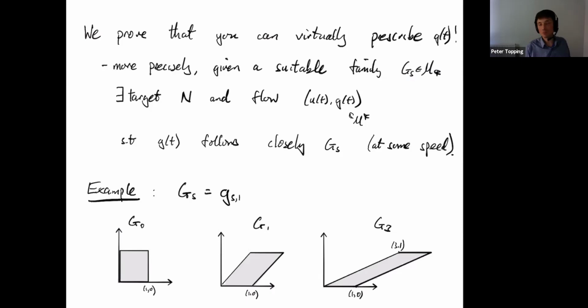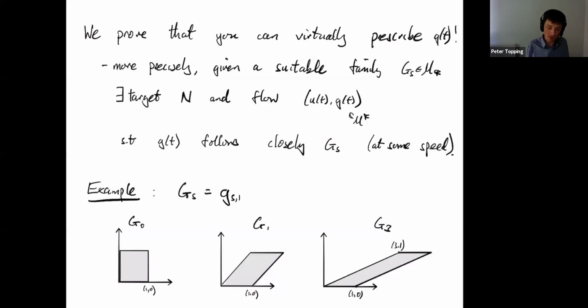With a few little constraints, if you are given that family, then you can cook up a target N, which is somehow undulating, and a flow within that, so that the flow, at least the metric part of it, follows very much your semi-arbitrarily chosen family of metrics. What you can't really say is how fast it goes along this family. Okay, so let's do a simple example.